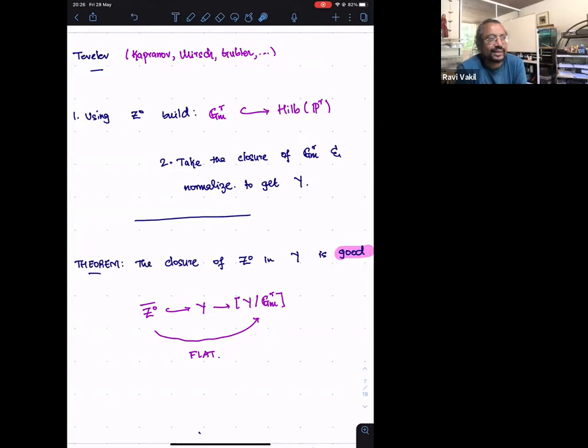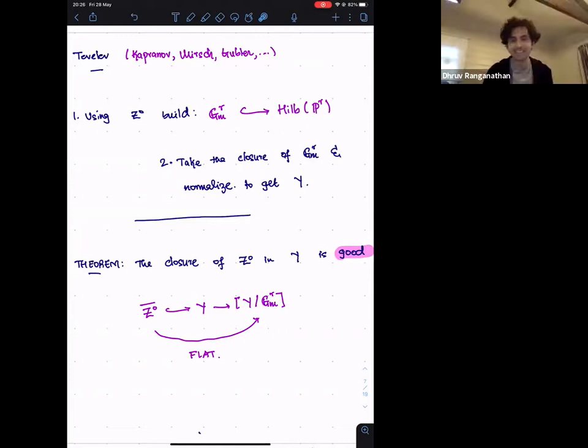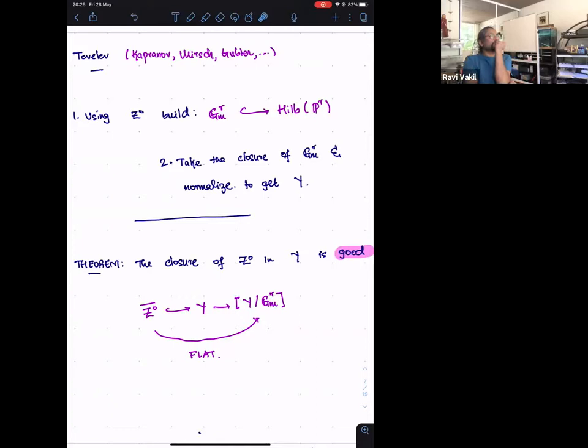Right. So what you're saying is that you wanted this thing to be flat. You just took the thing which parameterizes flat things. Yeah, exactly. And there you go. So you can do this in lots of other contexts.